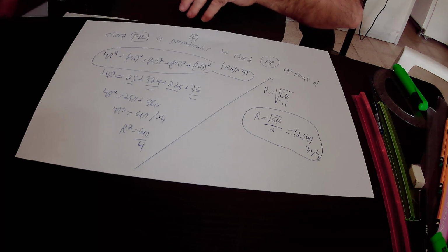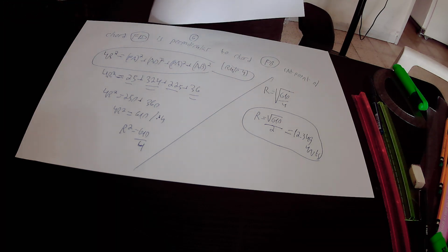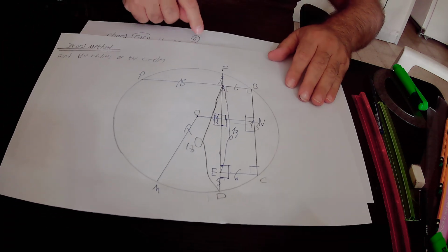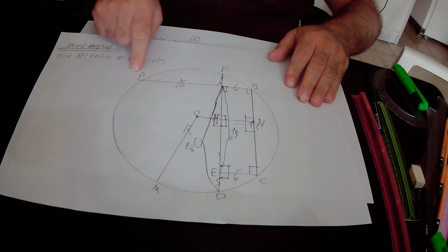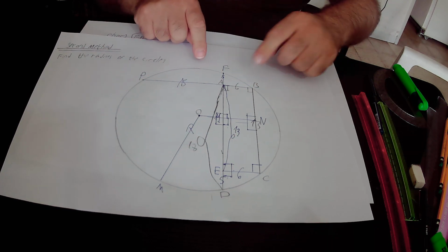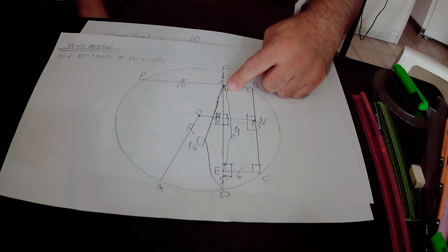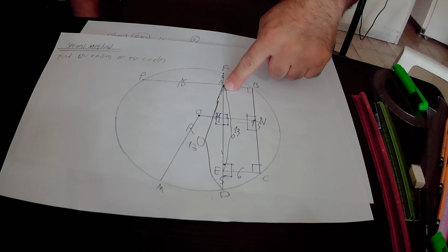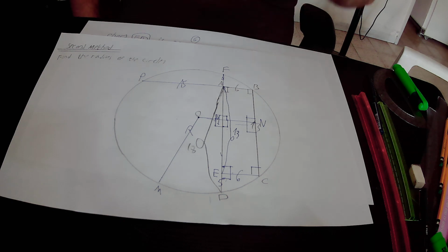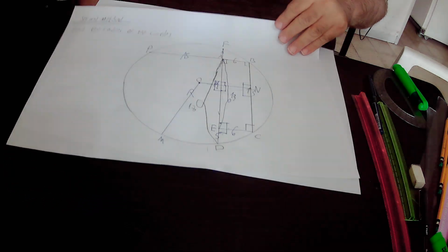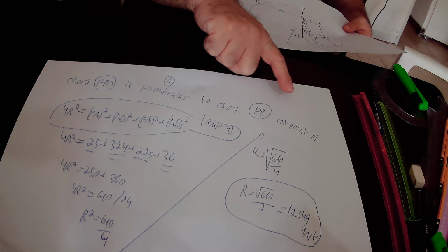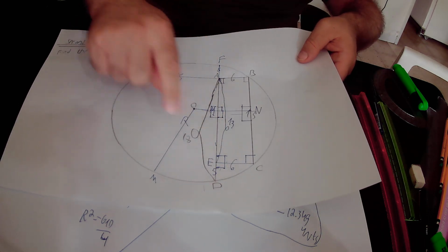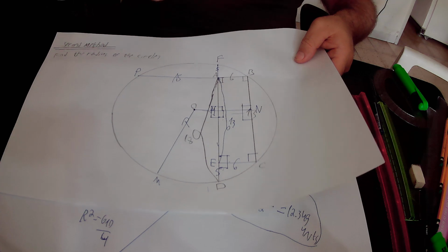We can actually implement rule number 4 here. Why? Because in our drawing, chord FD is perpendicular to chord PB. Why? Because they create an intersection point of 90 degrees. This angle equals 90 degrees. That is to say, they are perpendicular to each other, therefore we can implement rule number 4. So I repeat again: chord FD is perpendicular to chord PB at point A.